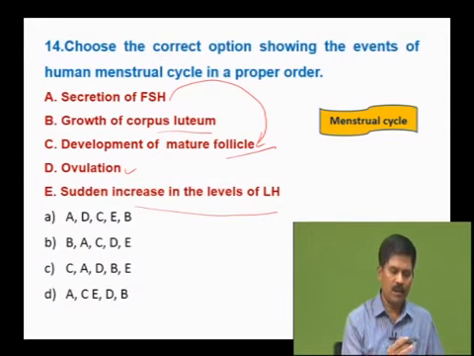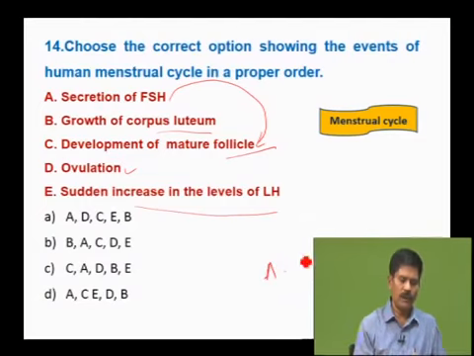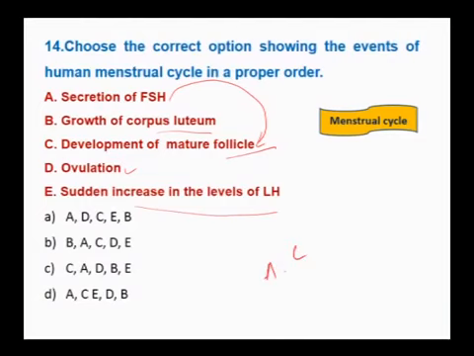Therefore, the order that comes here is: secretion of FSH comes first, then development of mature follicle. A is the first one, followed by that is C, development of mature follicle. Then after mature follicle formation, increase in the levels of LH, E comes. After E, ovulation should happen under the influence of this LH, let's call that D.